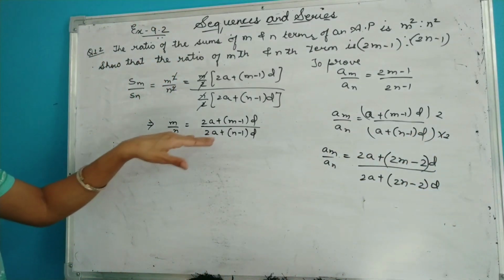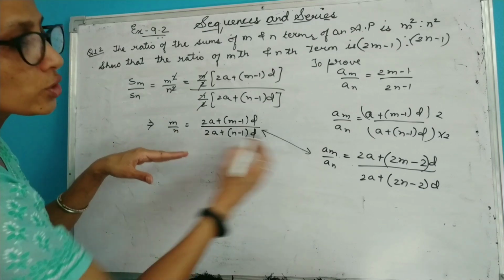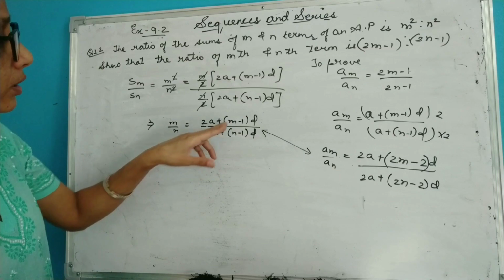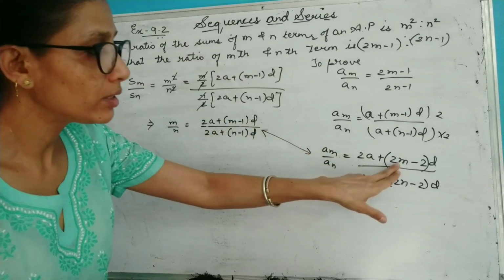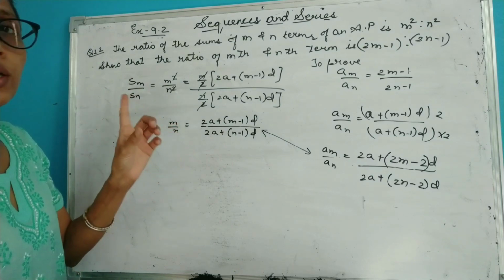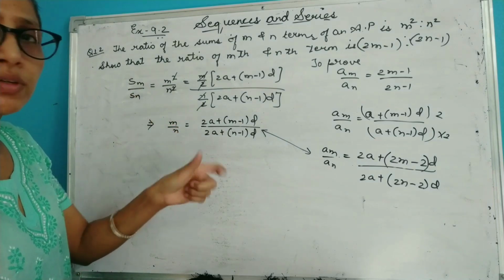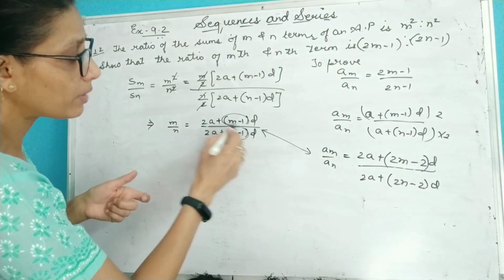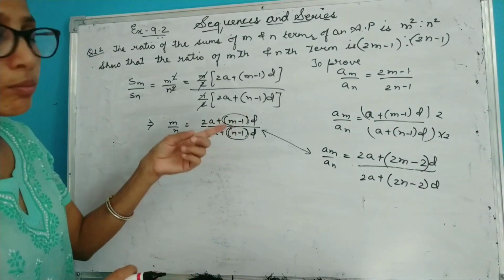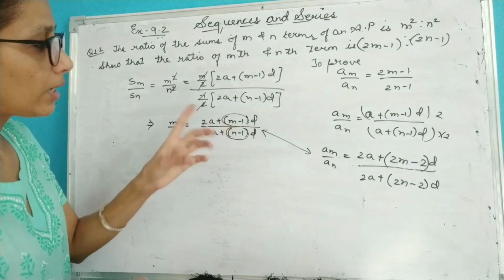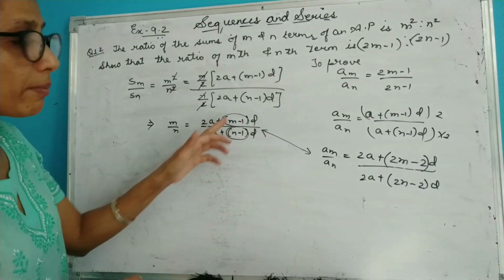Now children, if we compare these two, then I can see this is 2a over here, this is also 2a. This is m minus 1, but here it is 2m minus 2. Children, remember in our previous question, we replaced n with some value, but here since m minus 1 and n minus 1 are different, that means on both the positions we have different things. So we cannot just replace m and n with a single value.